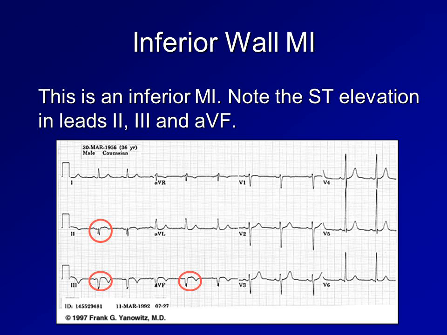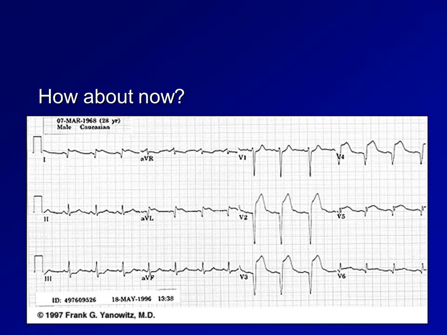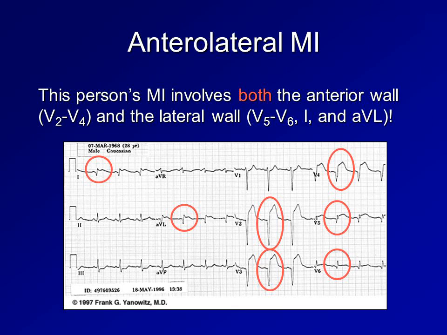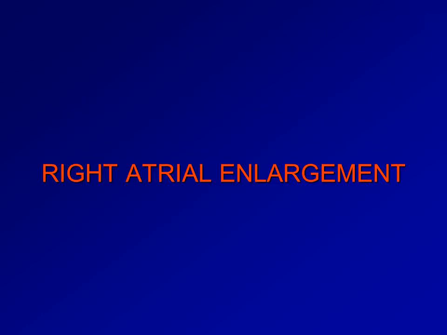Inferior wall MI. This is an inferior MI. Note the ST elevation in leads II, III and aVF. How about now? Anterolateral MI. This person's MI involves both the anterior wall, V2 to V4, and the lateral wall, V5, V6, I, and aVL.